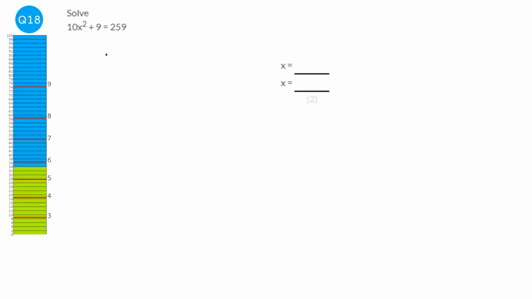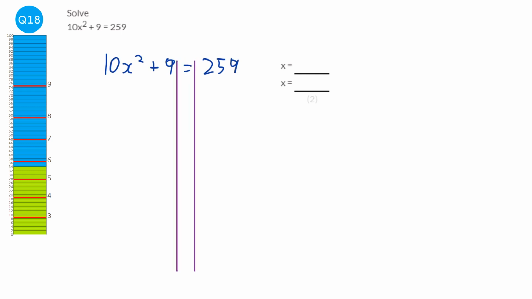So I'm going to write this question out a bit bigger, just so we've got a bit more room. And we're asked to solve. So what we're going to do with this is we're actually going to start by putting our solving lines in, and we're going to try and figure out what we do to get x on its own. So we're going to start by subtracting 9 to both sides.